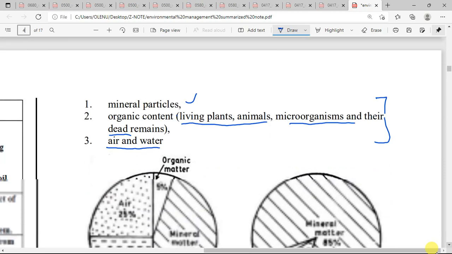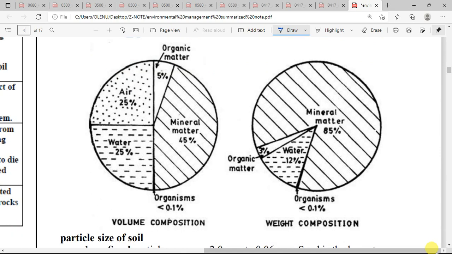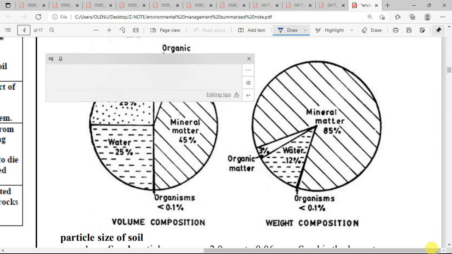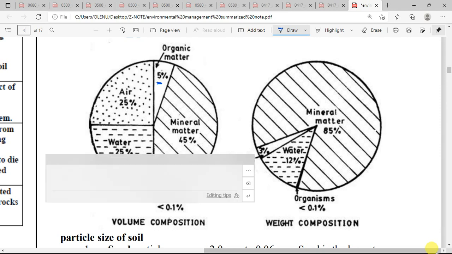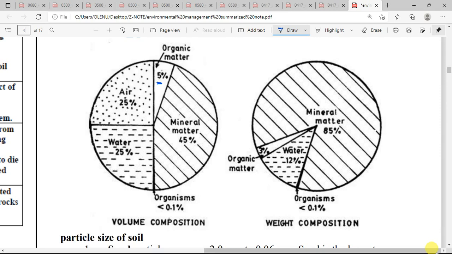So quickly, you find out that based on volume and weight composition, the amount of organic matter in soil is just 5%, while air content in soil makes up 25%, water makes up 25%. So air and water make up 50% of the soil, 25% each based on volume, while mineral matter makes up 45% of the soil.